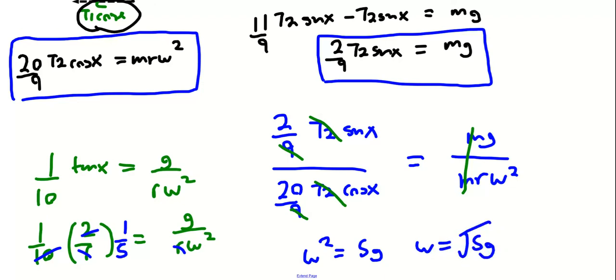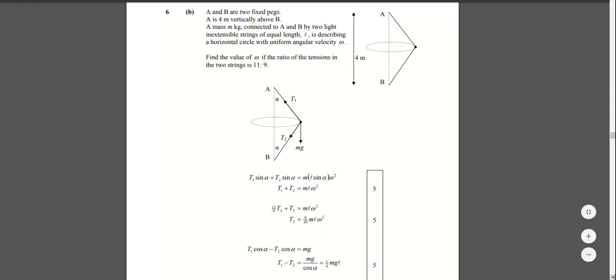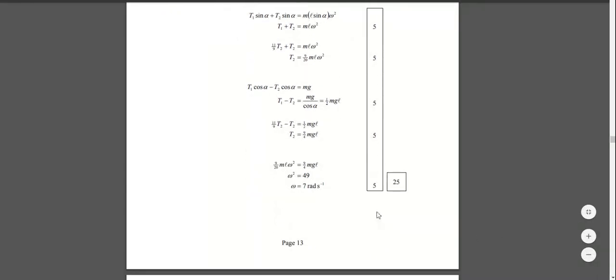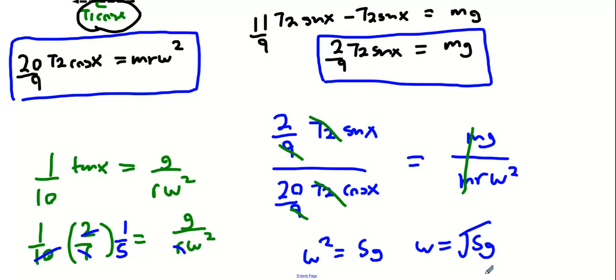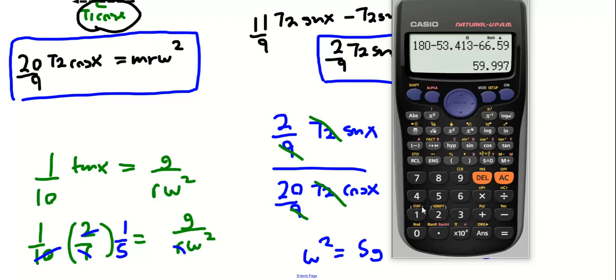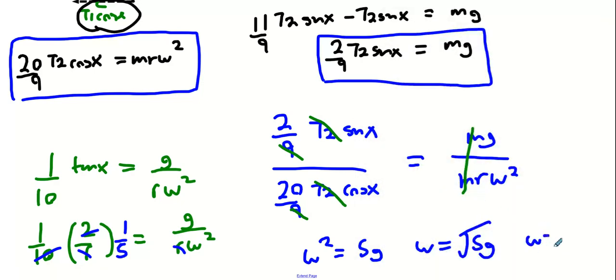Remember, always check your work when you're done, to see if we're correct or not. 5g is 49, just to let you know, so we are correct. Suppose we'll just do it officially: 5 times 9.8 is 49, square root of 49 is 7. Omega equals 7 rad per second. And we're done. Okay, that wasn't too bad. 6B.